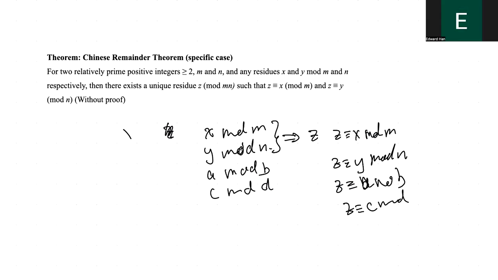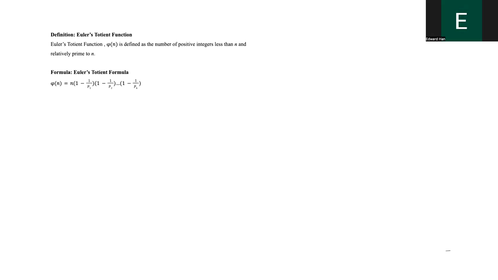And then next, before we do the Euler theorem, we're first going to have to cover an important part that we need to know before the Euler theorem, called Euler's totient function.